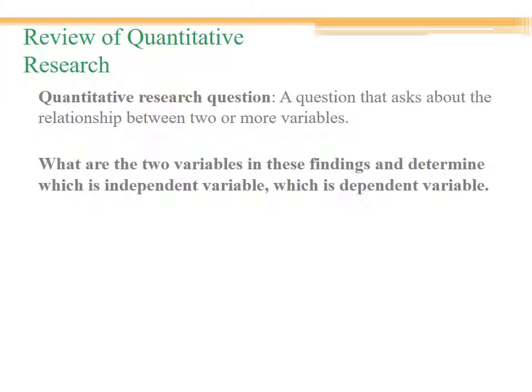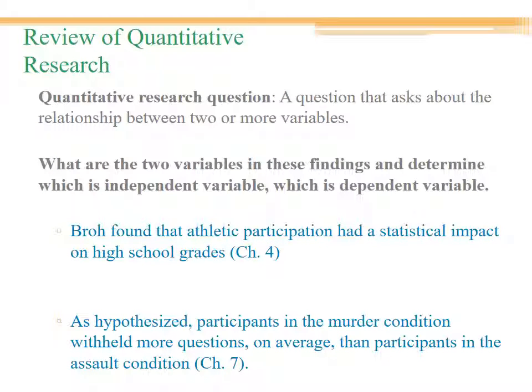I'm going to present two findings of research that we have come across already, and I'd like you to determine what's the independent variable and the dependent variable in both of these findings. You'll remember these studies from past chapters: Dr. Bro's study on athletic participation in high school grades or academic achievement, and the experiment where they examined whether or not the severity of the crime had an effect on prosecutorial misconduct. So pause the presentation while you look for the independent and the dependent variable in both of these findings.